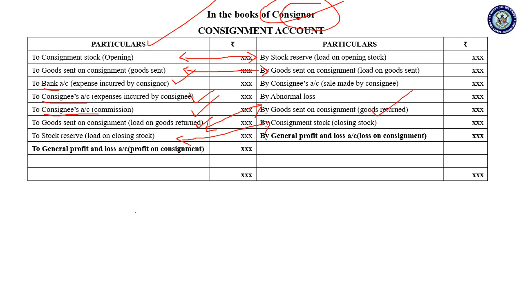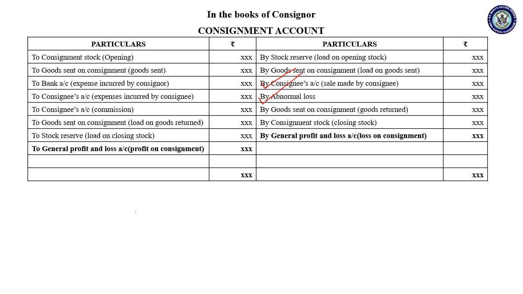So next one, that is the sale. The consignor has sent some goods, and you need to sell the goods to the ultimate buyer. So the entry will be: who has to do the sale? The consignee. So you write the consignee's account, by consignee's account, sale made by the consignee.